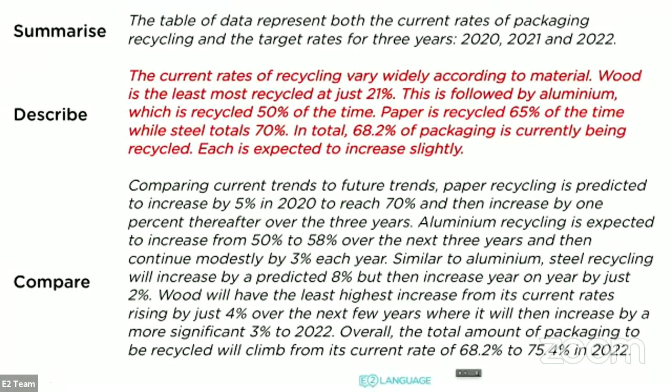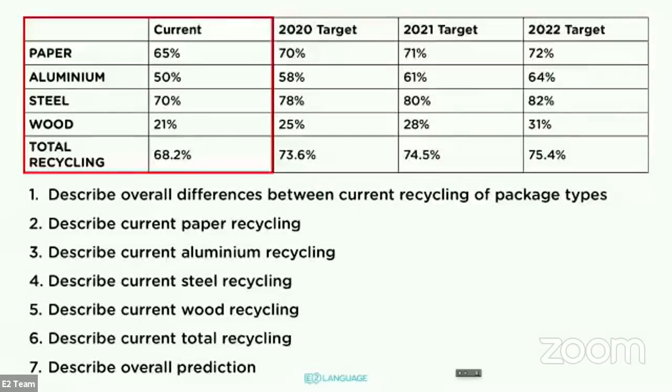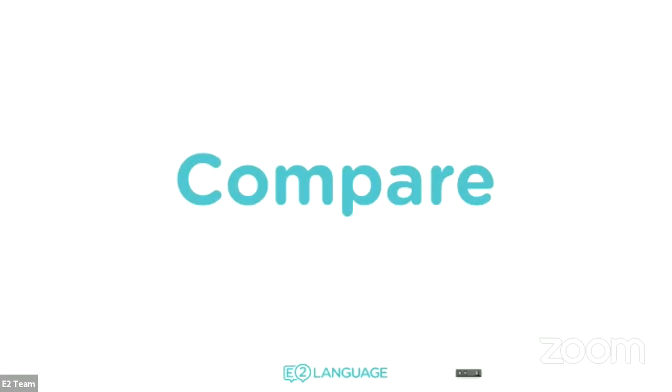The current rates of recycling vary widely according to material. Wood is the least recycled at just 21%. This is followed by aluminium, which is recycled 50% of the time. Paper is recycled 65% of the time, while steel totals 70%. In total, 68.2% of packaging is currently being recycled. Each is expected to increase slightly. All I did was describe that. I didn't get into the future targets because now I'm going to compare.